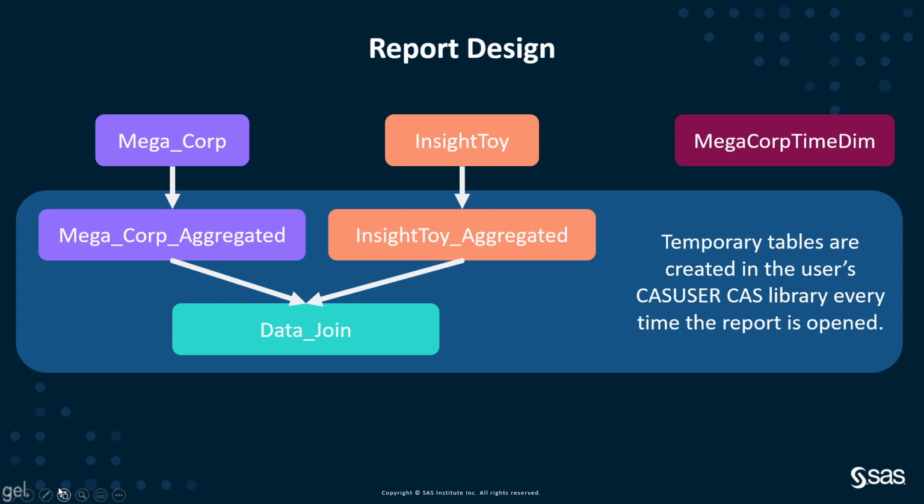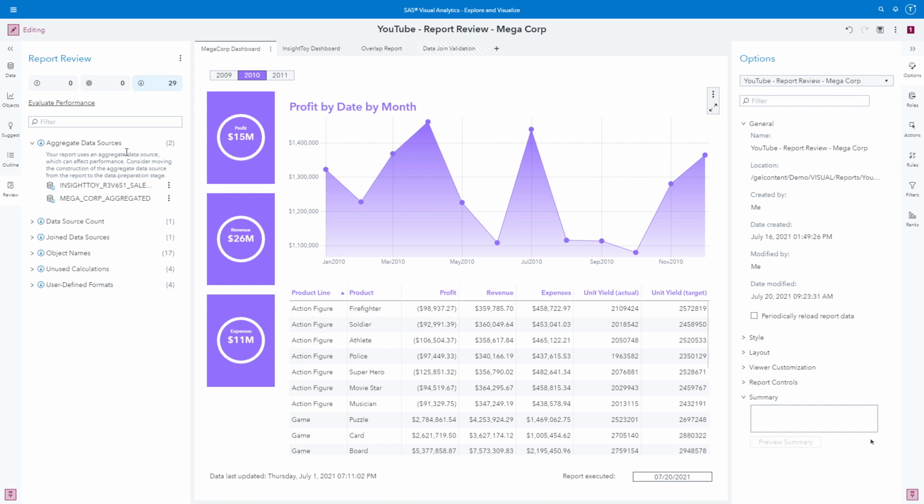So let's toggle back over to the review pane. We're not going to take any action right now, but this is just letting us know something to consider in our report design and something that we can move to the data preparation stage if our performance is affected. Let's go ahead and move on to the next category.